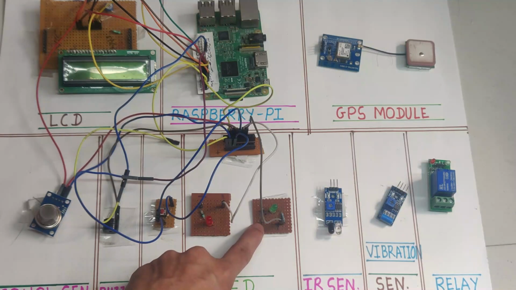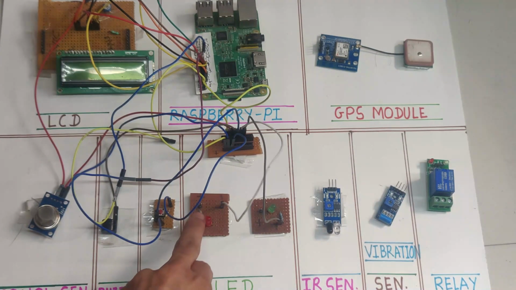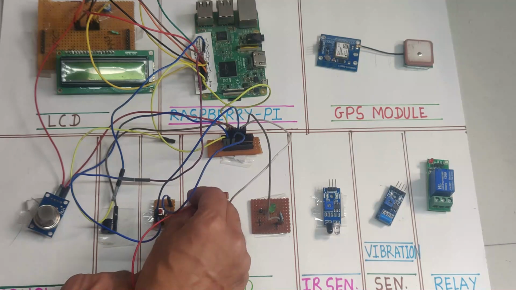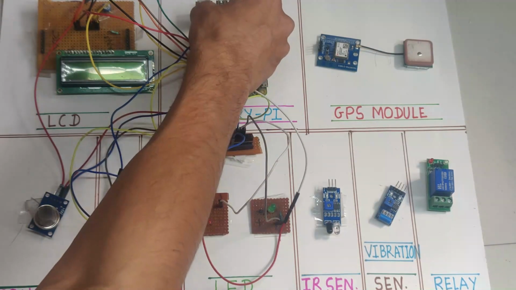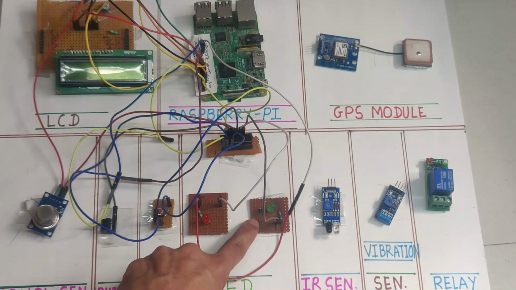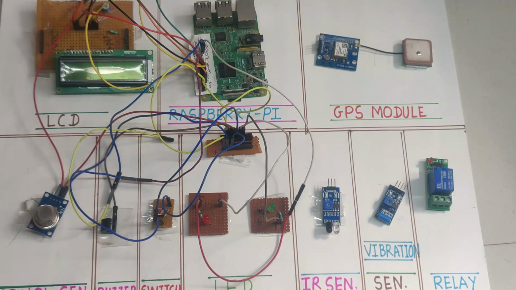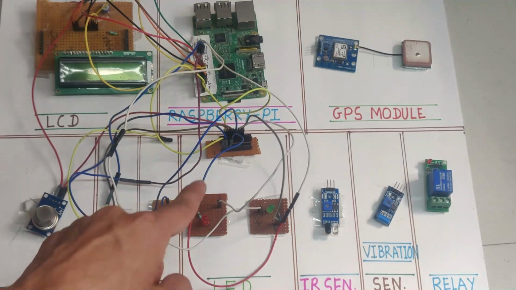Now the positive pins should be connected to Raspberry Pi pins. The red LED positive pin should be connected to Raspberry Pi pin number 31, so connect this one to Raspberry Pi 31. And the green LED positive pin should be connected to Raspberry Pi 32, so connect this to Raspberry Pi 32. Okay, so in this way we have completed the LED circuit.